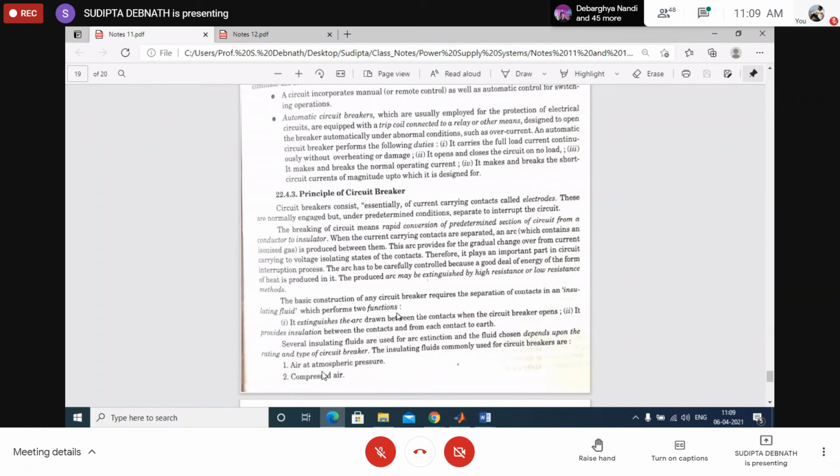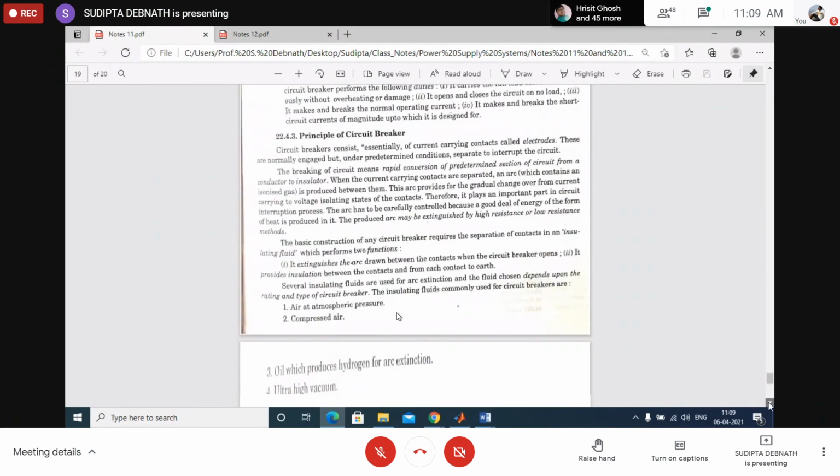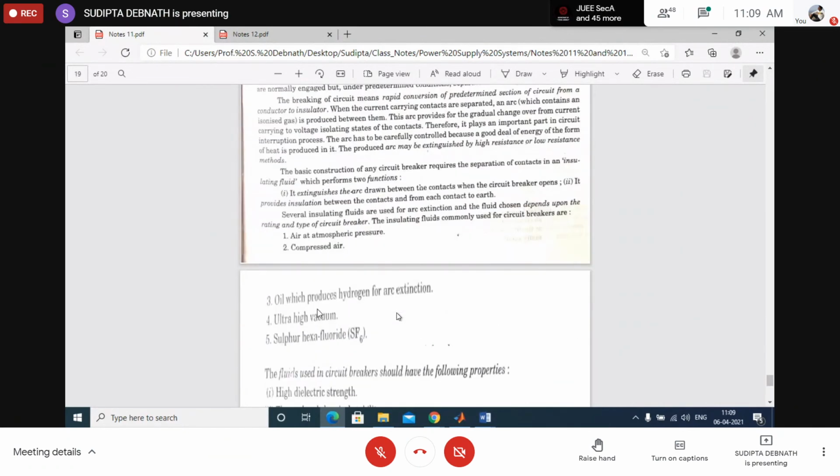It can be normal air at atmospheric pressure. It can be compressed air. Sometimes in an air blast circuit breaker, compressed air is used. Oil can be used, SF6 can be used. Also, there is the vacuum circuit breaker, that we will learn later on.